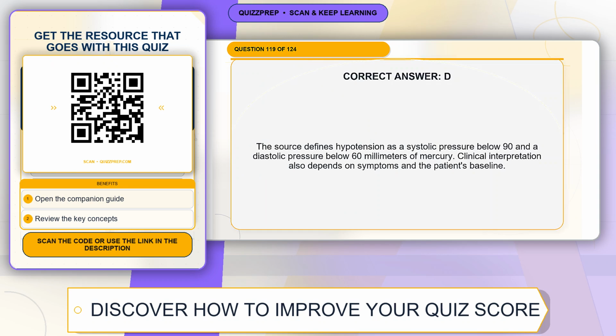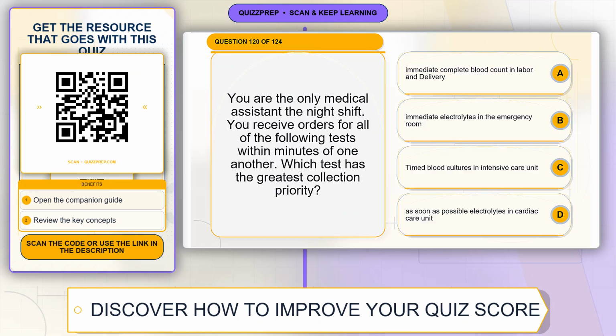Explanation. The source defines hypotension as a systolic pressure below 90 and a diastolic pressure below 60 mm of mercury. Clinical interpretation also depends on symptoms and the patient's baseline. Question 120. You are the only medical assistant on the night shift. You receive orders for all of the following tests within minutes of one another. Which test has the greatest collection priority?